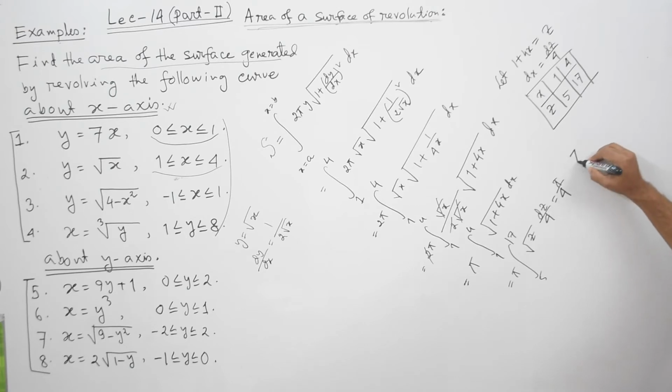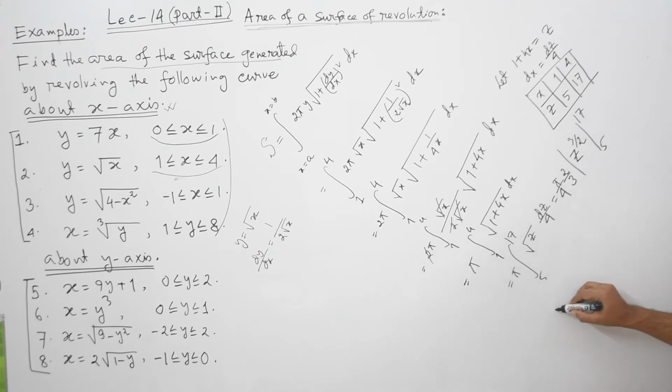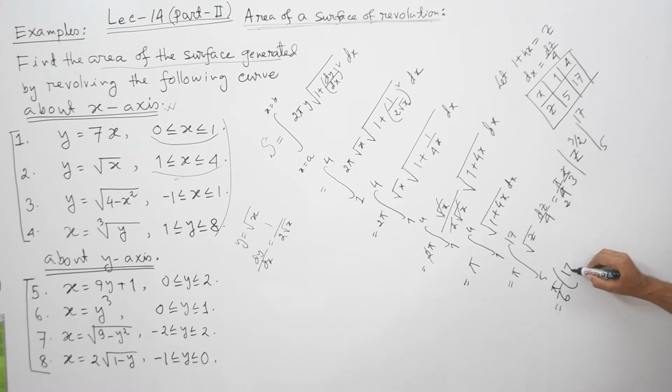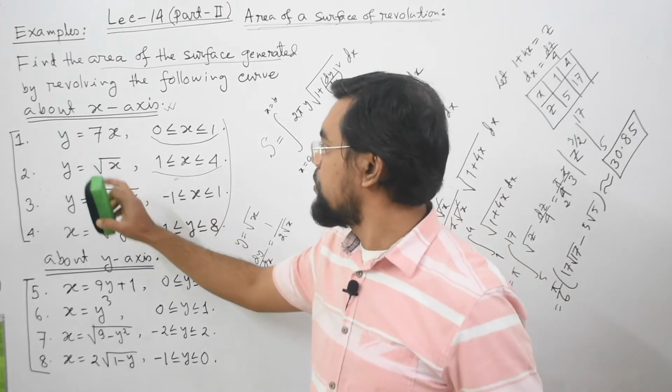Which is equal to pi by 4, z to the power 3 by 2 divided by 3 by 2, from 5 to 17, which is equal to pi by 6, 17 root 17, if you put the upper limit, minus 5 root 5 if you put the lower limit, and you can approximate it by using your calculator. That will be 30.85. So this is the area of the surface of revolution if you revolve the portion of this curve about x-axis.